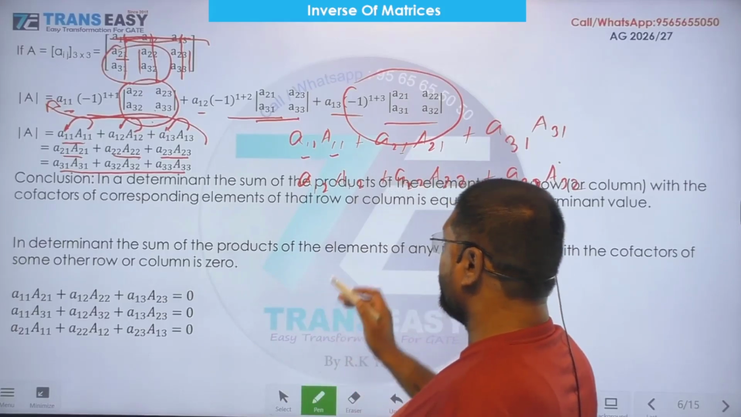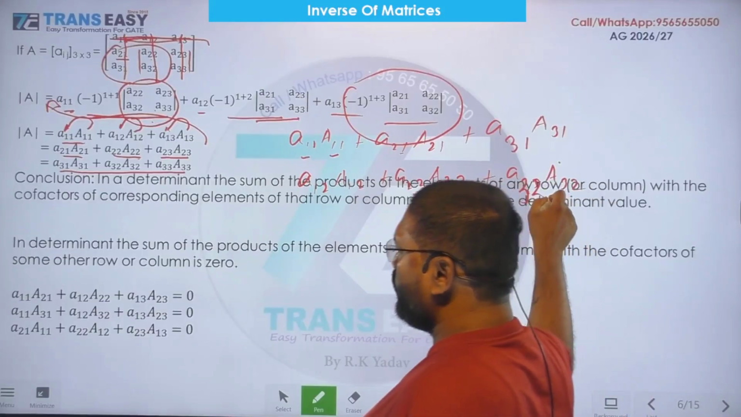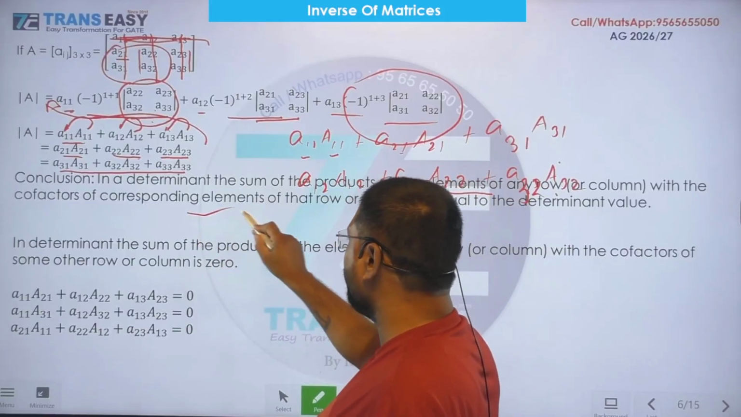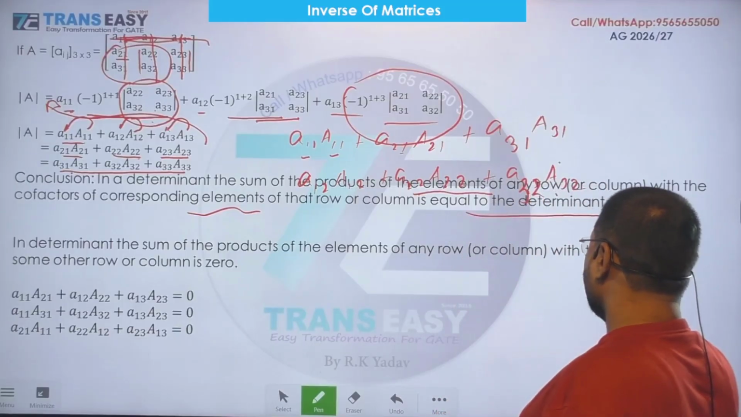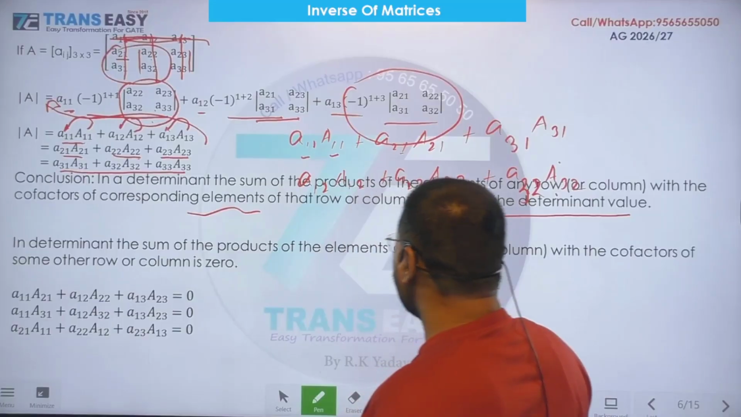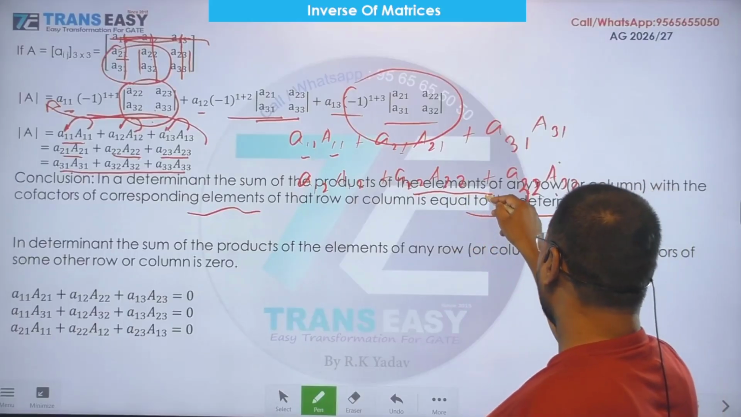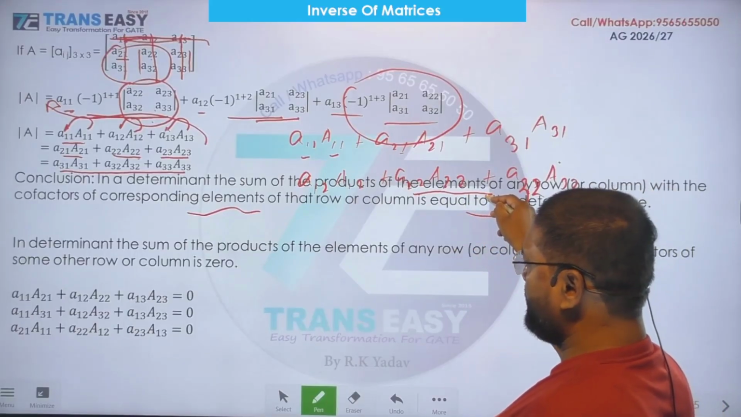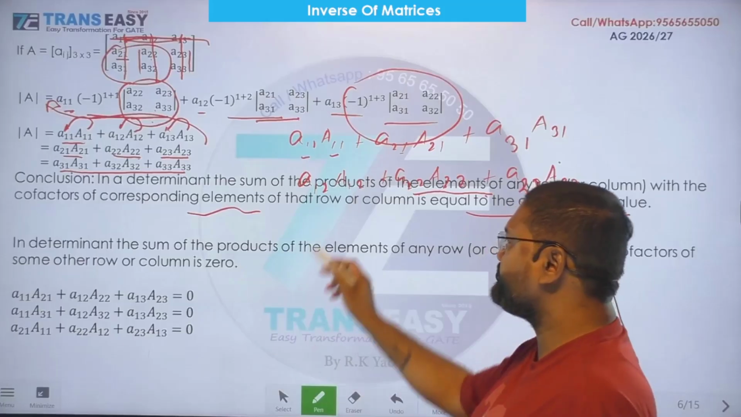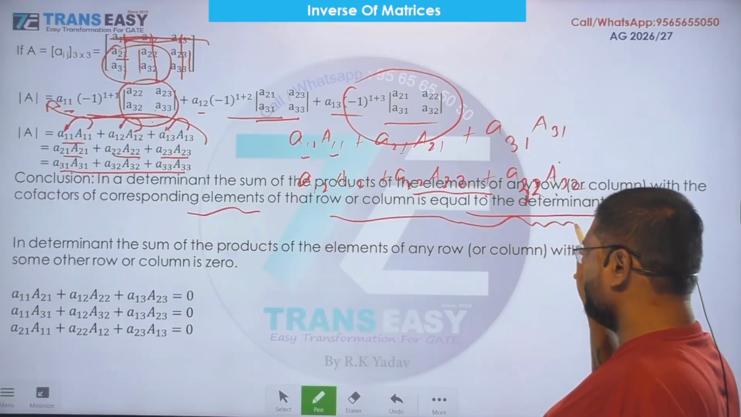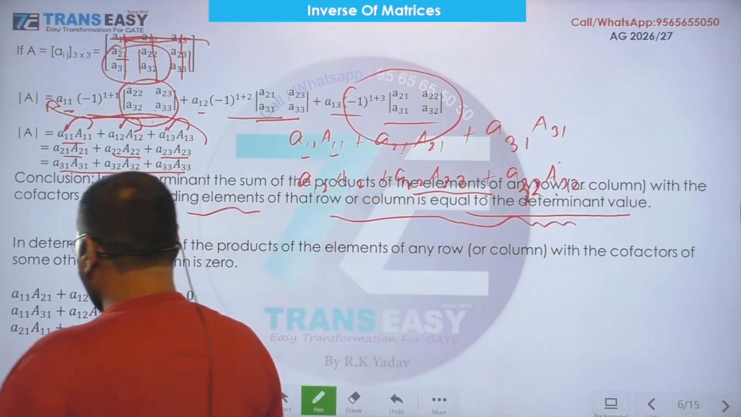In determinant the sum of product of elements of any row or column with cofactors of corresponding elements of that row or column is equal to the determinant value। बात समझ में आया? Sum of product of elements of any row or column with the cofactor of corresponding elements of that row or column is called determinant, right?